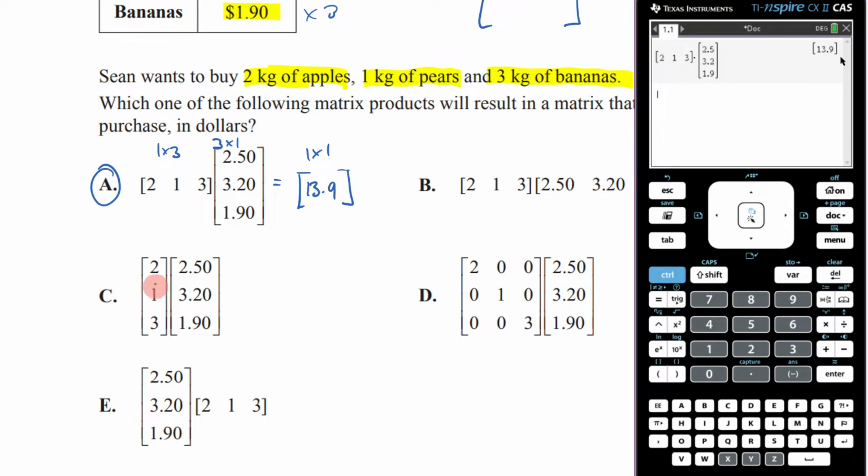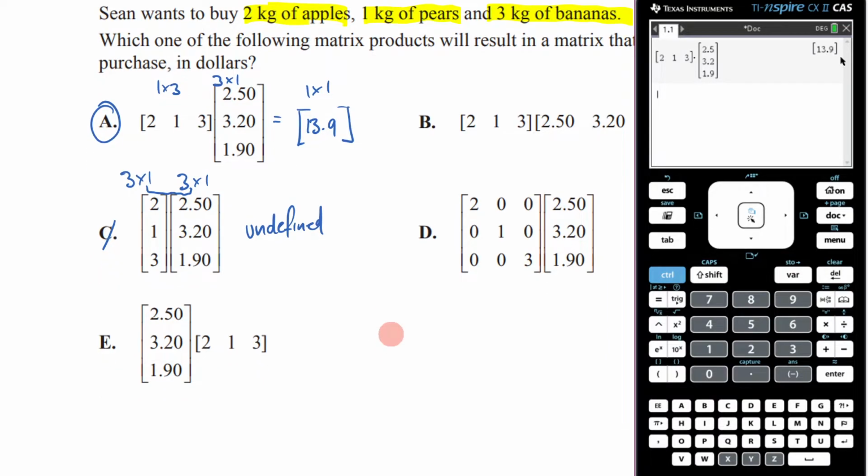So this one right here, I have 3 rows by 1 column. This matrix here, I've got 3 rows by 1 column. This isn't going to work because remember, these two numbers have to be equal in order to do a matrix product at all. So this is just going to be undefined. That's why it doesn't work.